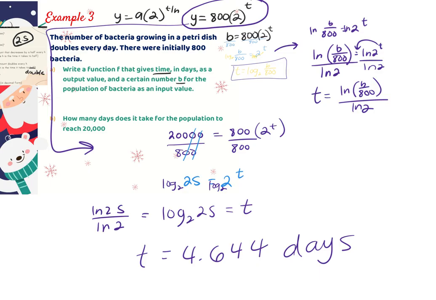If I had graphed it, I should see the same thing. If I had graphed the original exponential, then y1 would be the exponential, and y2 would be 20,000. If I graphed my transformed one, then I would plug that in as my y1, and I would evaluate y1 of 20,000 to get the 4.644 days.